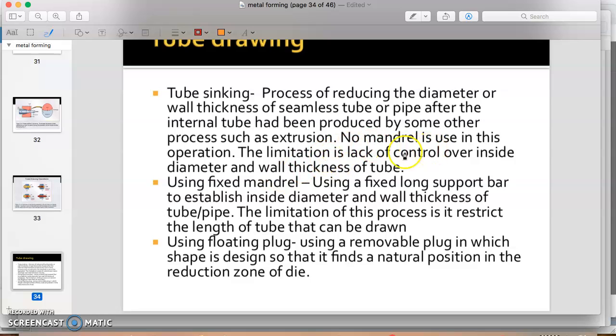No mandrel is used. The limitation is a lack of control over the inside diameter. So if you use the without-mandrel system, you cannot control the inside diameter and also the wall thickness of the tube.